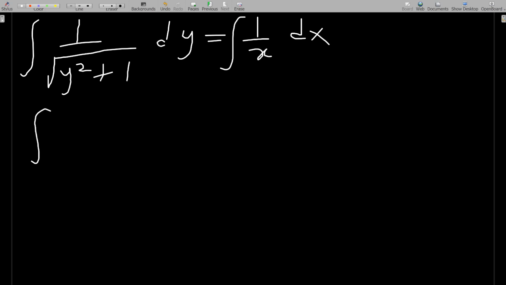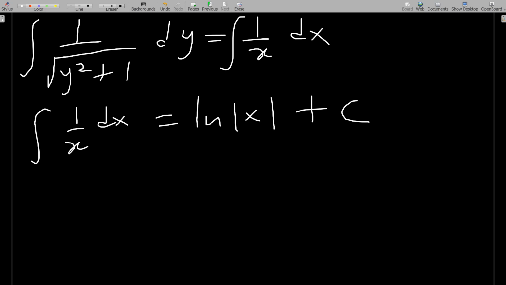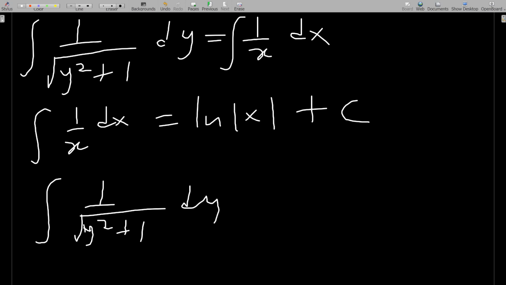I know that the integral of 1 over x dx is very simple. It's equal to ln of x plus c. So on that one you add a c to it, but with the left side you don't add a c. So we are coming to work on this integral of 1 over the square root of y squared plus 1 dy. Now to work on this, let me quickly go through it with you.